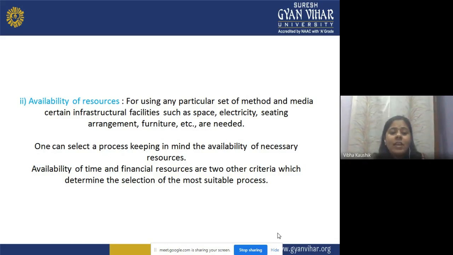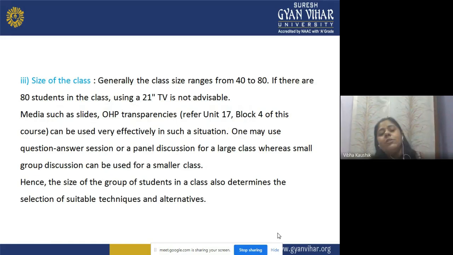One can select a process keeping in mind the availability of necessary resources. Availability of time, how much time is allotted to me? Financial resources, how much money can I spend? These are the other two criteria which determine the selection of the most suitable process. Size of the class. Another thing is, what is the size of my class? Generally, the class size ranges from 40 to 80. If there are 80 students in the class, using a 21-inch TV is not advisable.